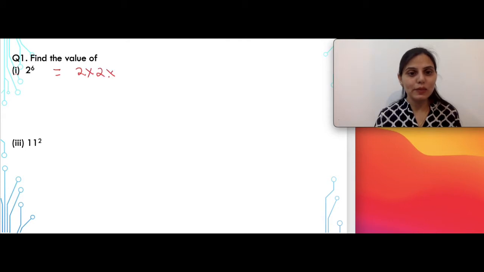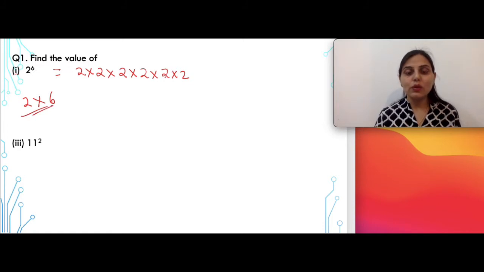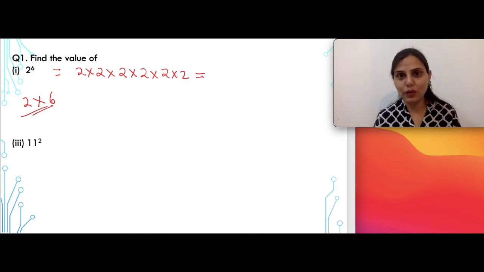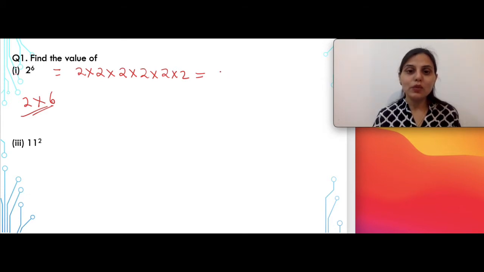2 raised to power 6 means 6 times you have to multiply 2. Some of the students also mistake this as 2 raised to 2 multiplied by 6, which is completely wrong. 2 raised to power 6 means you have to multiply 2 6 times. Since the question is find the value of, you cannot leave the answer here. You need to multiply it 6 times and then write the final answer. When you multiply all these terms, you'll get 64. So the answer for the first part will be 64.